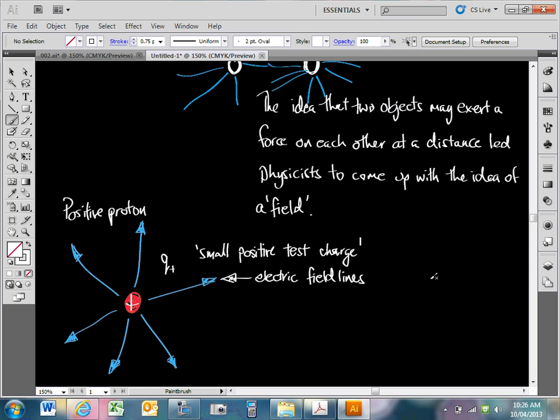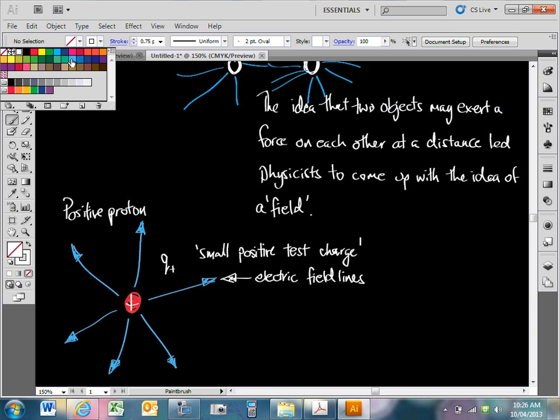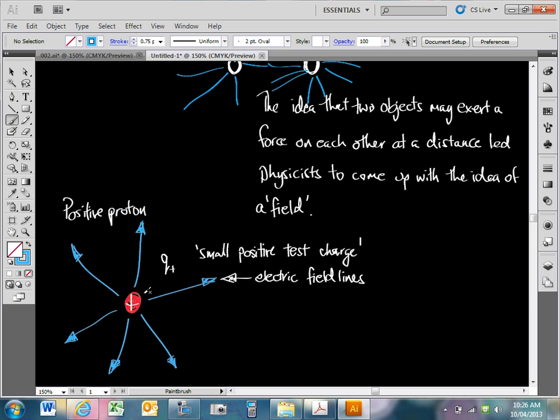I guess the point I'm trying to make is this small positive test charge Q with a little sub plus next to it doesn't really exist. It just tells me the direction of the field at that point. Okay, that's its only purpose. And so I can tell the direction of the field at that point. If I want to show the magnitude, then yes, I have to draw more field lines. More field lines in here.